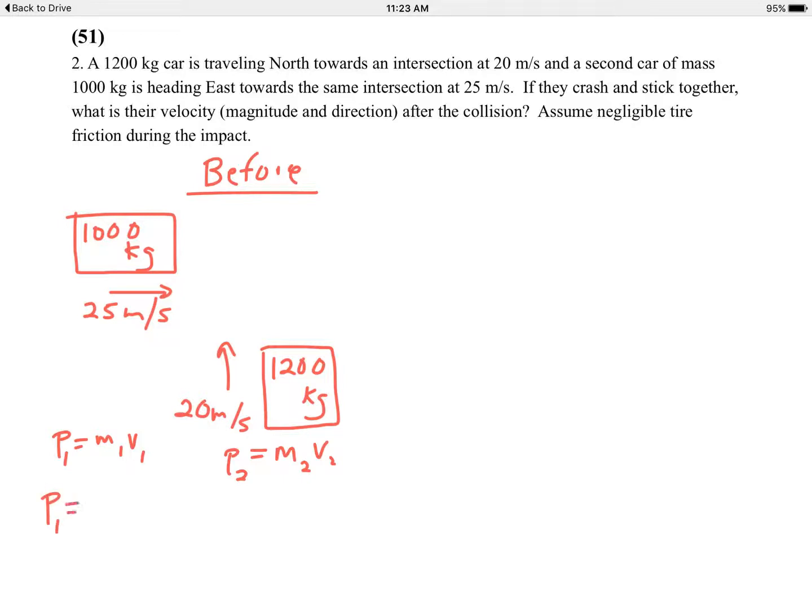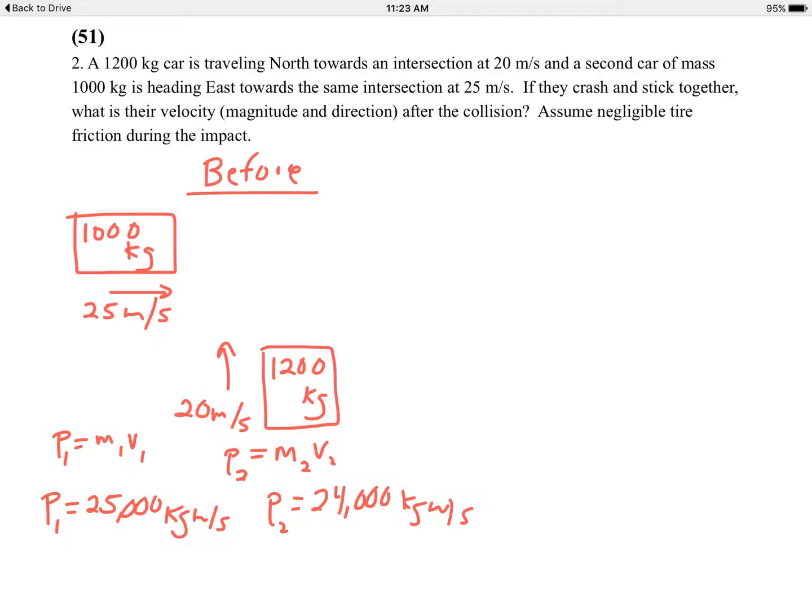P1, the magnitude is 25 times 1,000 is 25,000 units, 25,000 kilograms meters per second. And that's towards the east. Make a note of that. That's in the diagram. And P2 is 20 times 1,200, which is 24,000 kilograms meters per second towards the north. So we have to add those as vectors to get the total momentum.